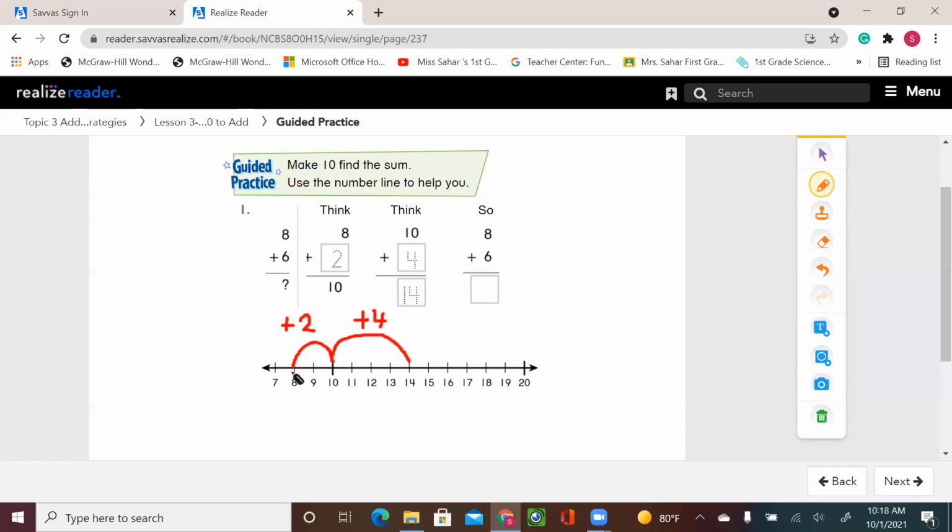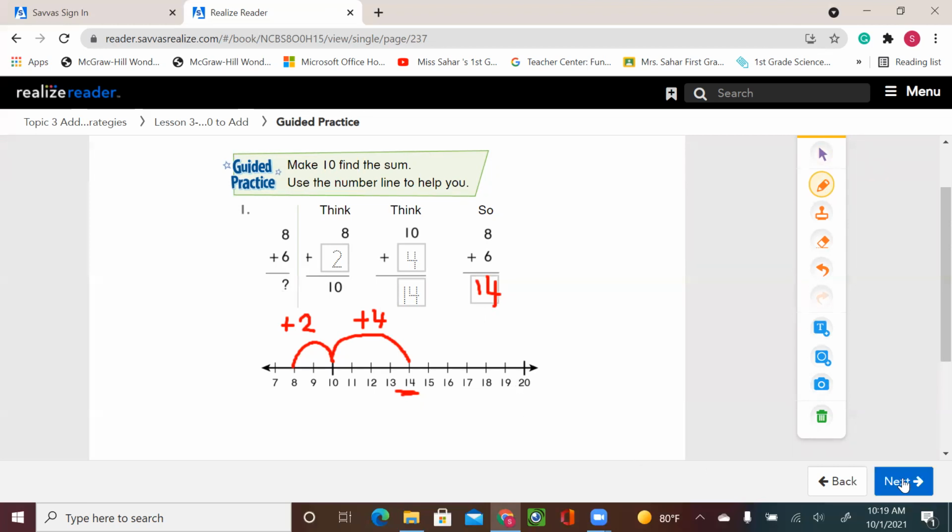So it's 8 plus 6, but I broke my 6. I broke it into 2 jumps, 1 small 2 and 1 big 4. So it's 8 plus 2. I made the 10 because I know it's easy to count with the 10. And then I added the 4 left from the 6. So 10 plus 4 is 14. Going back to my first part of my question, 8 plus 6, don't forget, 8 plus 6 equals 14, and I have to put my answer. So over here, I used the number line.